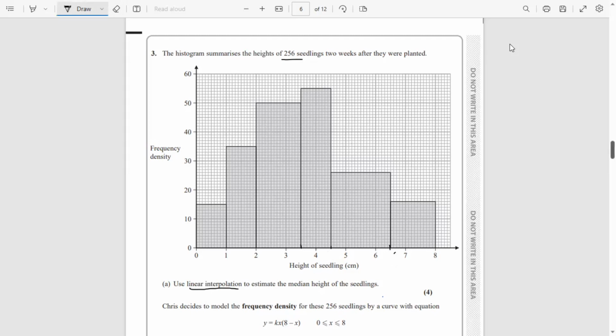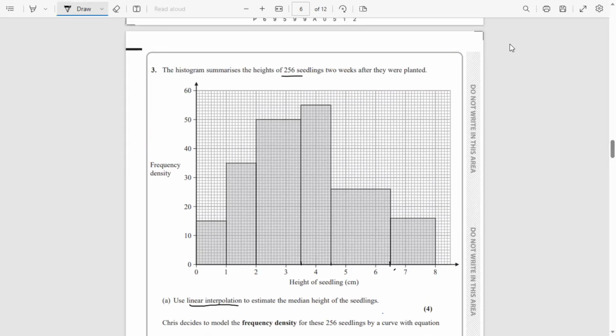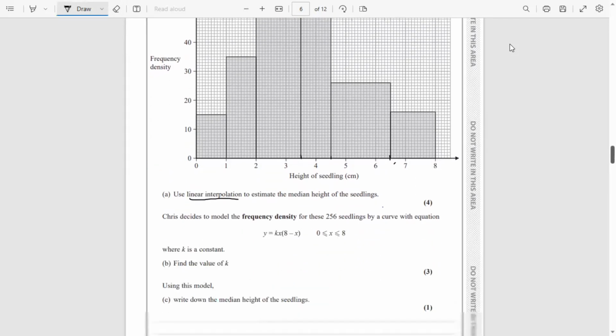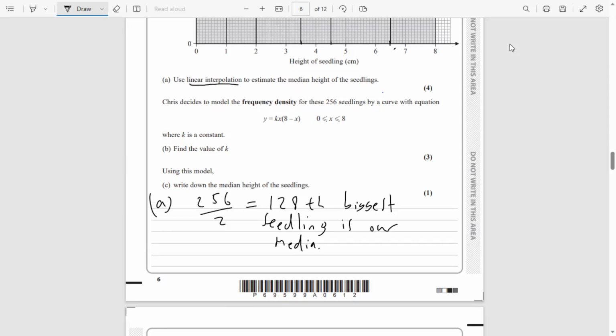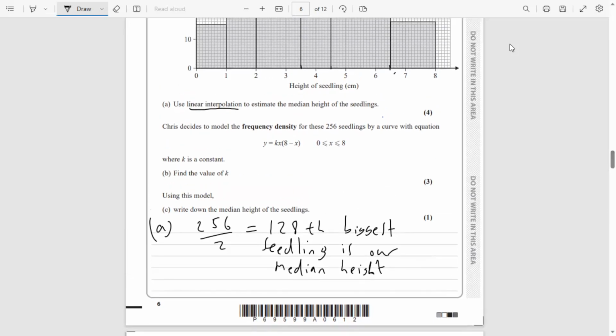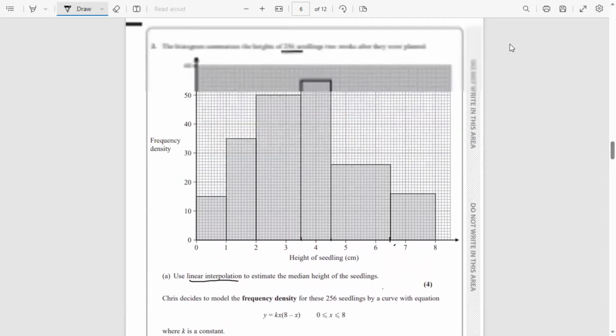Okay, so now let's try to do part A. Remember, we've got 256 seedlings and we want the middle one, so we do 256 divided by 2, which gives us 128. So the 128th biggest seedling is our median, our median height. We want to find where our 128th biggest seedling is within all these histogram bars. So where is it going to lie?